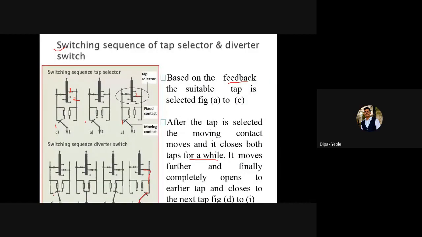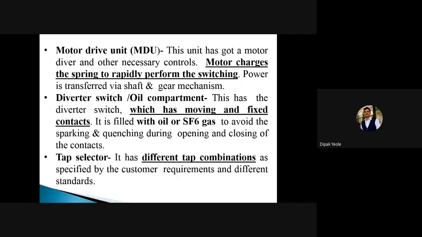We divert the energy or power, hence it is called as a diverter switch. And here we are selecting the tap. Now, for this diverter switch, which has moving and fixed contacts, it is filled with oil or SF6 gas to avoid sparking and quenching during opening and closing of the contacts.